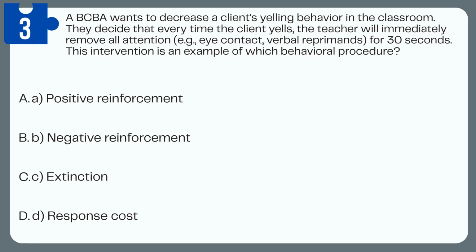Question 3. A BCBA wants to decrease a client's yelling behavior in the classroom. They decide that every time the client yells, the teacher will immediately remove all attention, for example eye contact, verbal reprimands, for 30 seconds. This intervention is an example of which behavioral procedure? A. Positive reinforcement. B. Negative reinforcement. C. Extinction. D. Response cost.